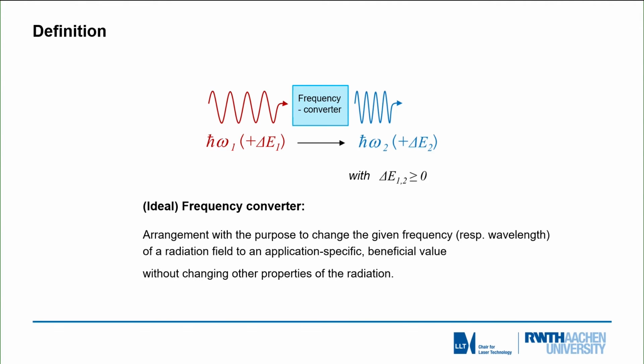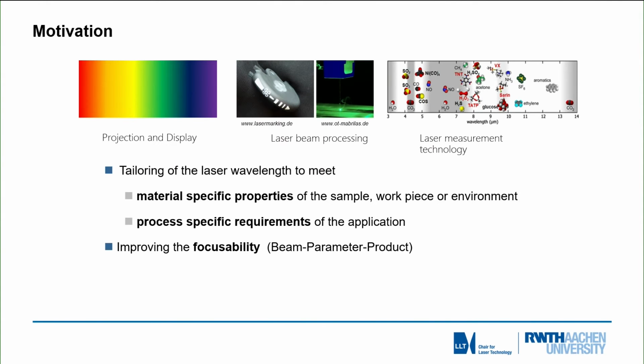The definition of frequency conversion is displayed here. We start with an initial frequency omega-1, and then we end up, after we go through the magic box, with a different frequency omega-2, and the difference between those two energies of course compensates the individual frequencies for the conservation of energy. Why do we need several colors, several wavelengths, several frequencies in lasers?